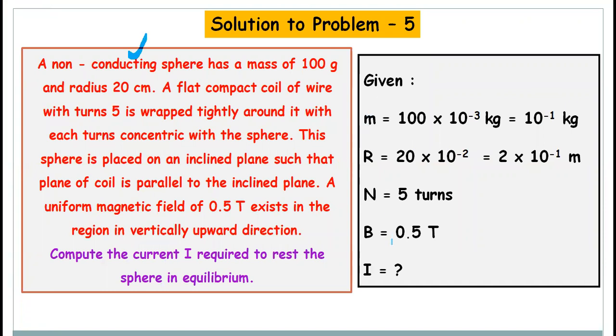Quick reference. So mass of the sphere is given 100 gram. So m is equal to 100. Gram is not the SI unit. So if I convert it into kilogram, I have to multiply it with 10 power minus 3, isn't it? So 100 into 10 power minus 3 kilogram. This I can also write as 10 power minus 1 kilogram. 100 is 10 square. 10 square into 10 power minus 3 is 10 to the power minus 1.